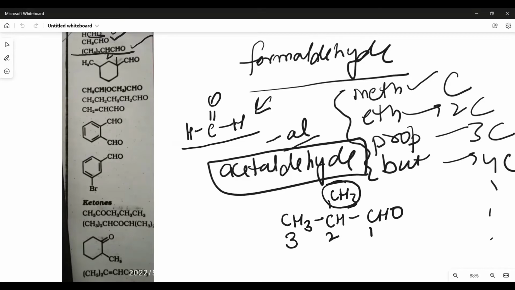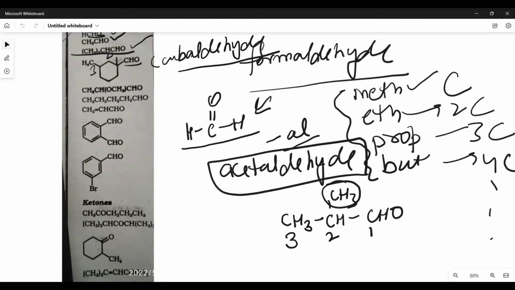And at the third position the CH3 group is present. So it will be considered as 3-methylcyclohexanal, or cyclohexane carbaldehyde. CHO we also write in another way, that is carbaldehyde. Okay, so it is cyclohexanal or carbaldehyde.